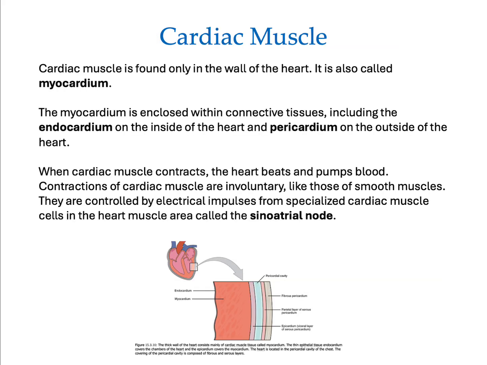Cardiac muscle. Cardiac muscle is found only in the wall of the heart. It's also called myocardium. The myocardium is enclosed within connective tissues, including the endocardium on the inside and the pericardium on the outside. When cardiac muscle contracts, the heart beats and pumps blood.